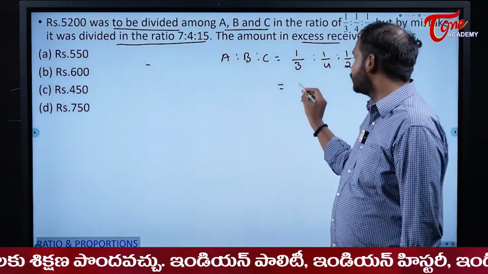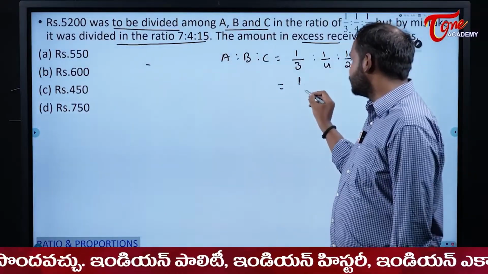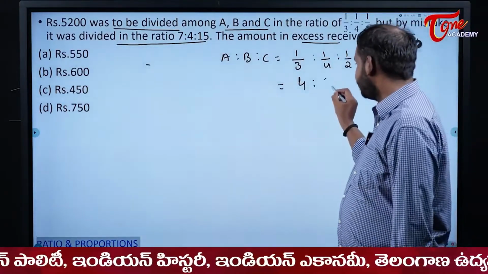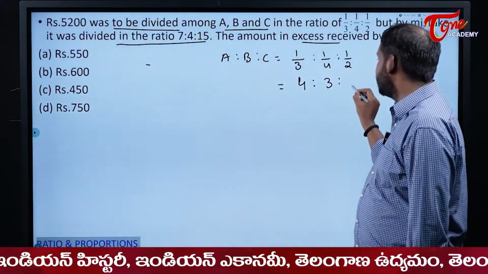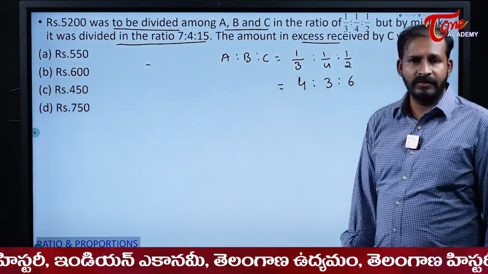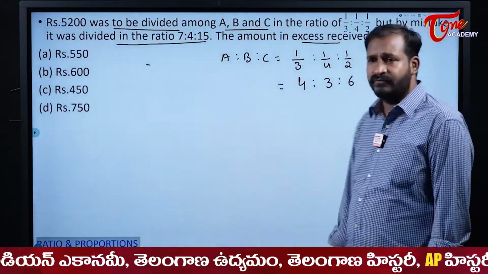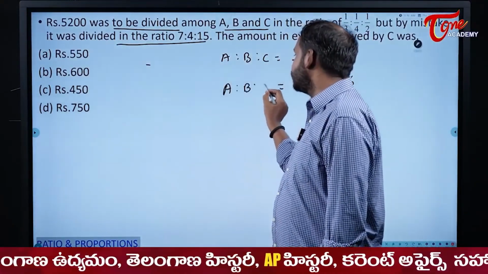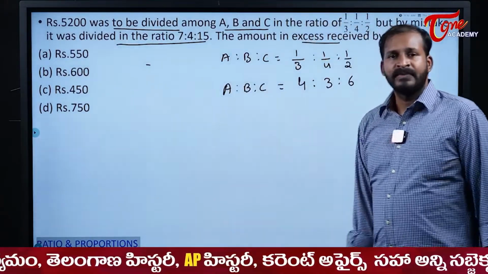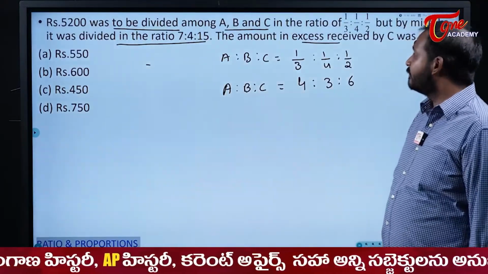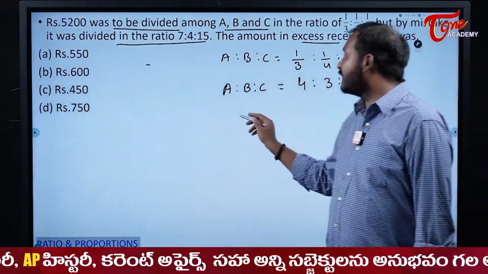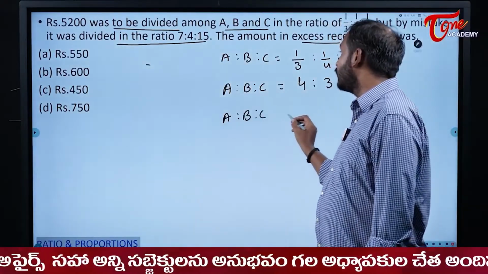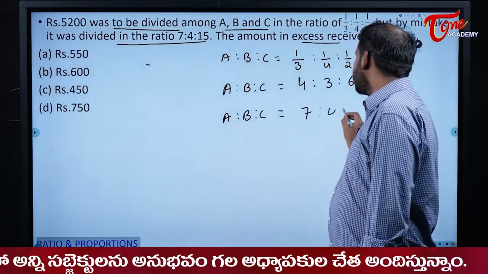So what happens to my ratio? 1/3 into 12 means it becomes 4. 1/4 into 12 means it becomes 3. 1/2 into 12 means it becomes 6. So this ratio becomes 4:3:6. That means A, B and C should divide the amount in what ratio? 4:3:6. But by mistake they divided it in what ratio? 7:4:15.